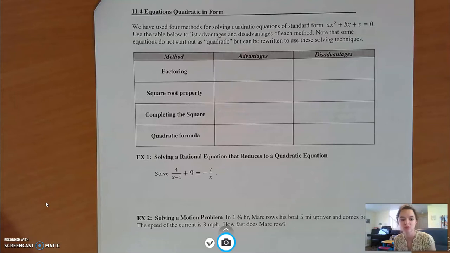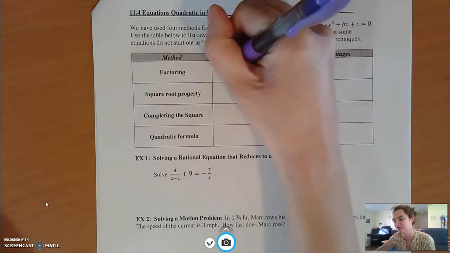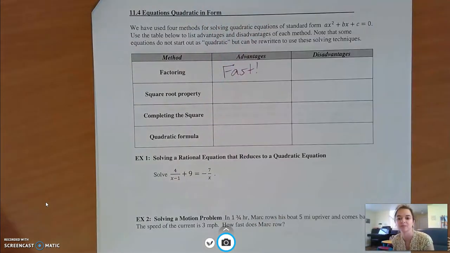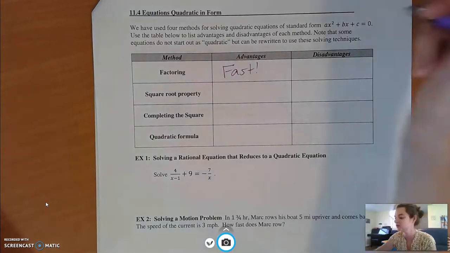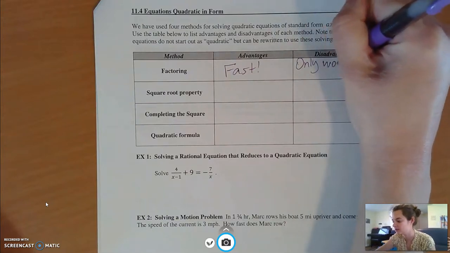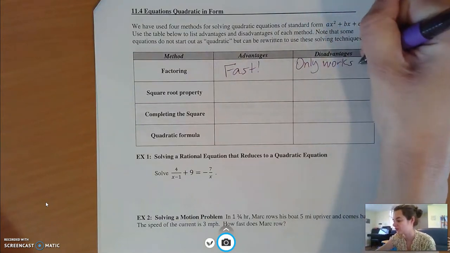So let's talk about the 4 methods that we've learned so far. The first method that you guys learned was factoring. The advantage of factoring is it's fast, especially if you're good at factoring. Okay? The disadvantage for factoring is that it only works sometimes. It only works if it's factorable. It only works if we have rational solutions.